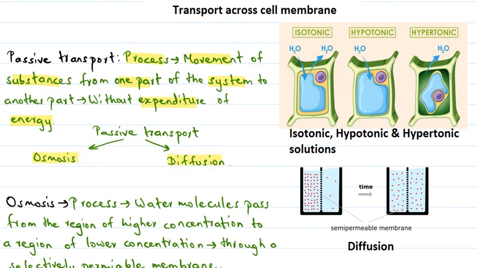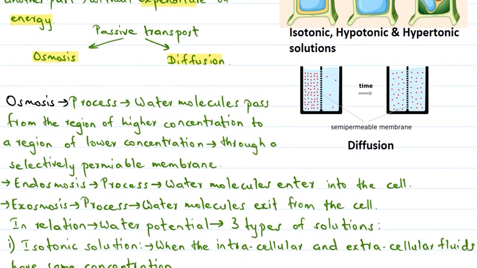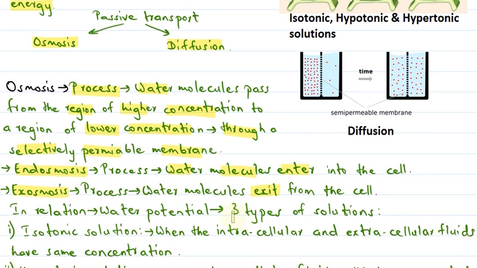At first we discussed osmosis. Osmosis is a process in which water molecules pass from a region of higher concentration to a region of lower concentration, and this passage takes place through a semi-permeable membrane. Then there were two other terms, endosmosis and exosmosis. Endosmosis is a process where water molecules enter into the cell, whereas exosmosis is a process where water molecules exit from the cell.